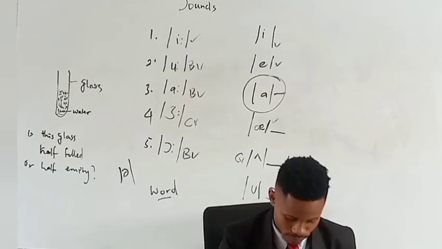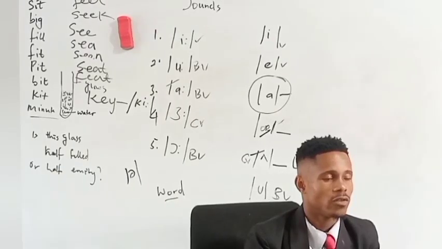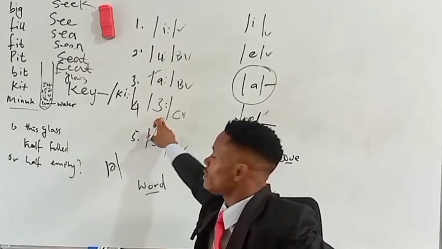And then we have O. Then the third one we have open vowels. And what part of your tongue is working? Front.